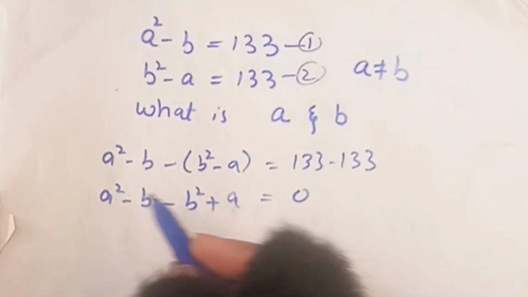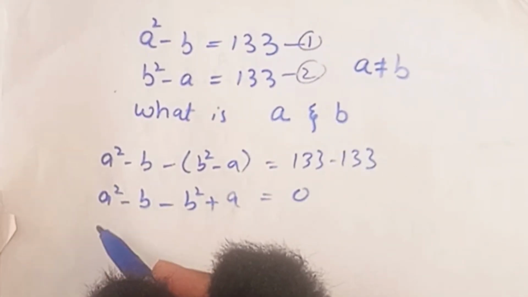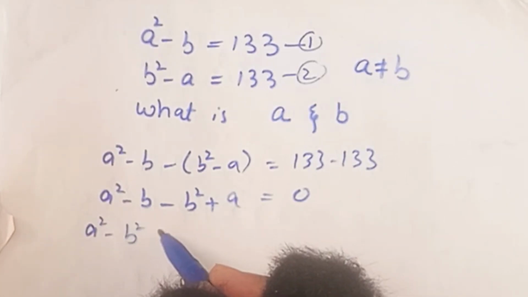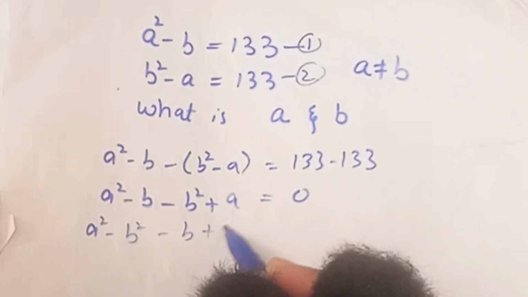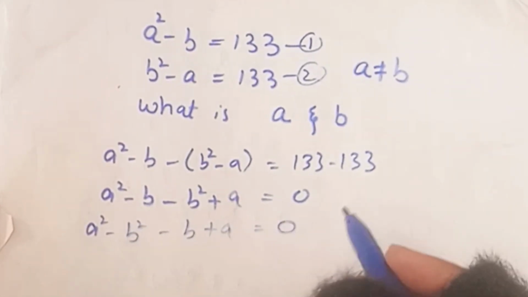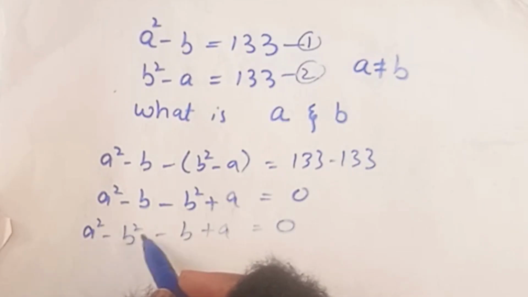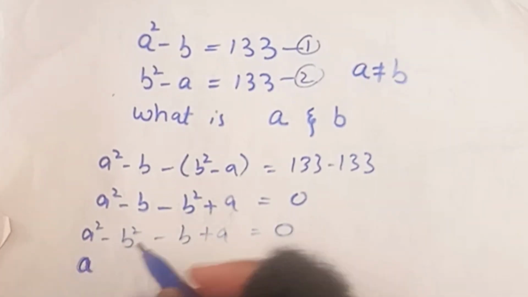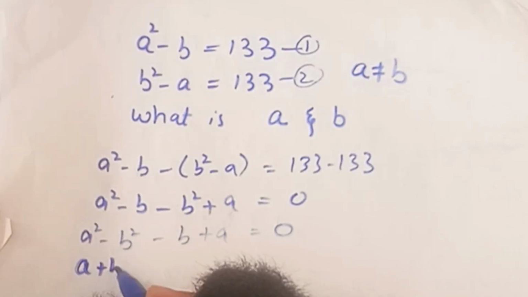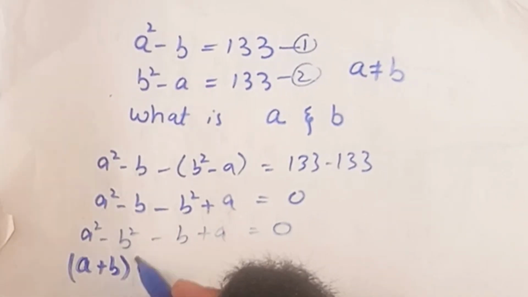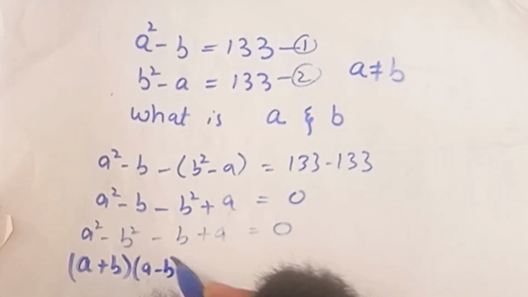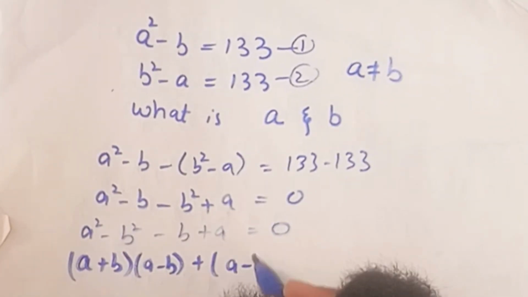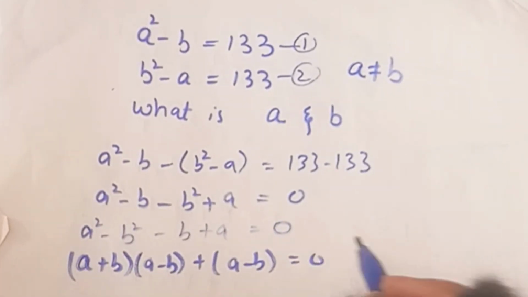Now in the next step we rearrange this: a² − b² − b + a = 0. This is a² − b², which we write as (a + b)(a − b). Then we expand plus a minus b, it's equal to 0.